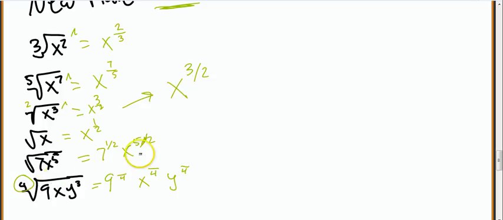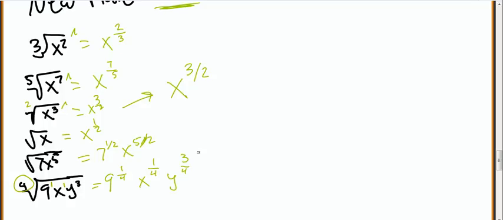Alright, and now I have 9 to the first, so 9 to the 1/4. X to the first, x to the 1/4. Right, there's little invisible ones here. And then y to the third, y to the 3/4. Okay, so I rewrote all that stuff, and that's all well and good.